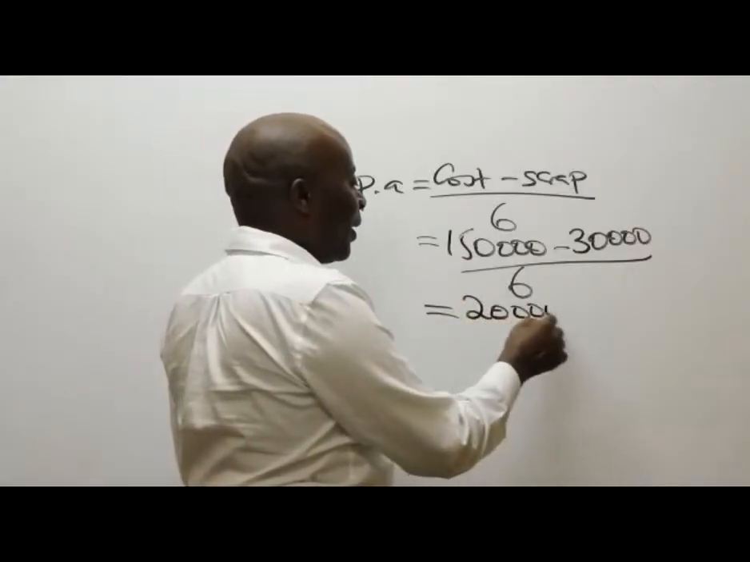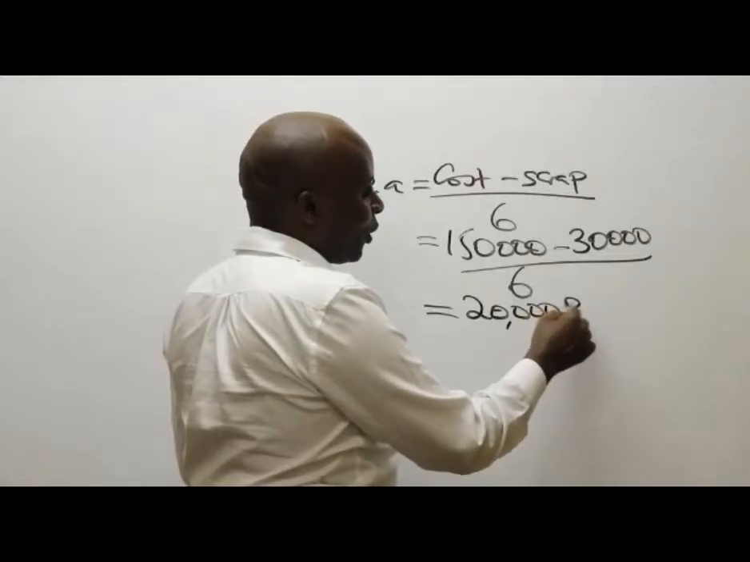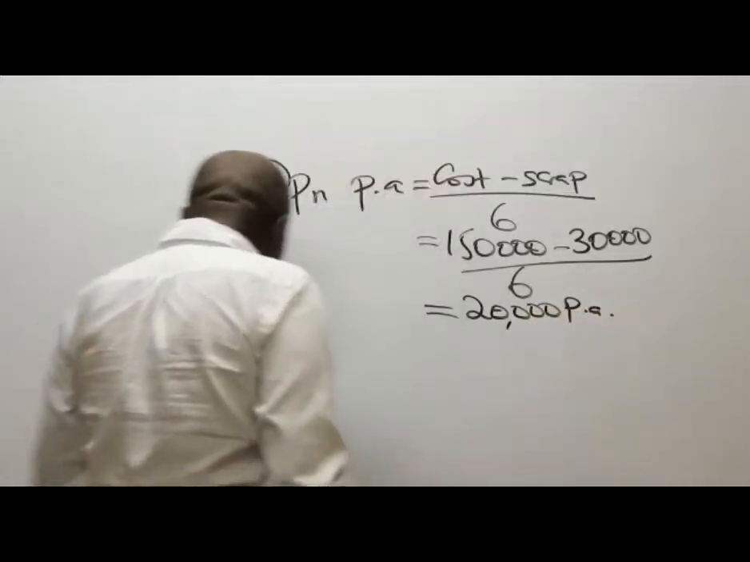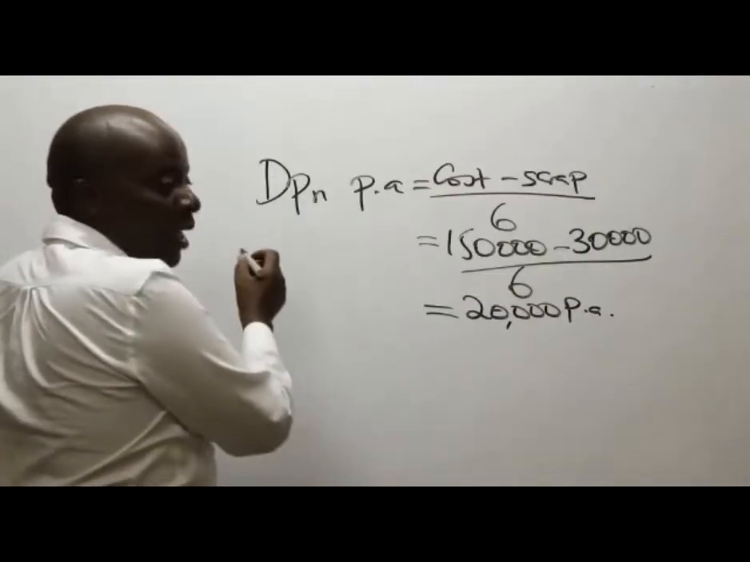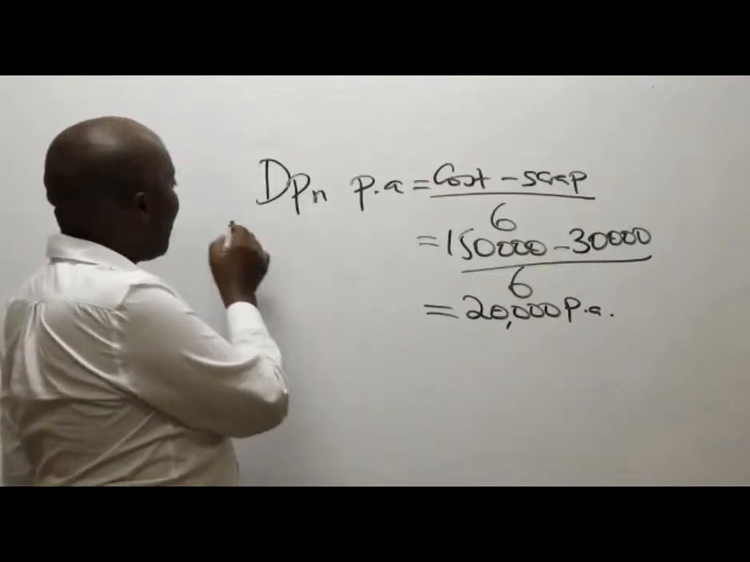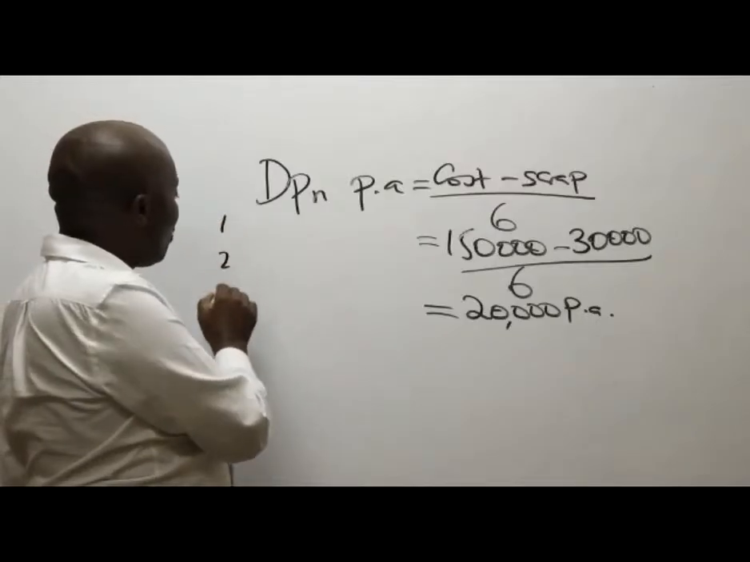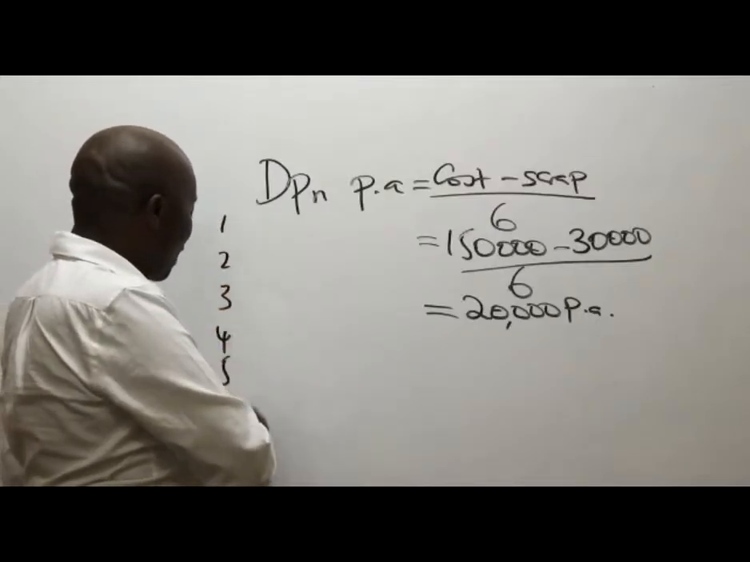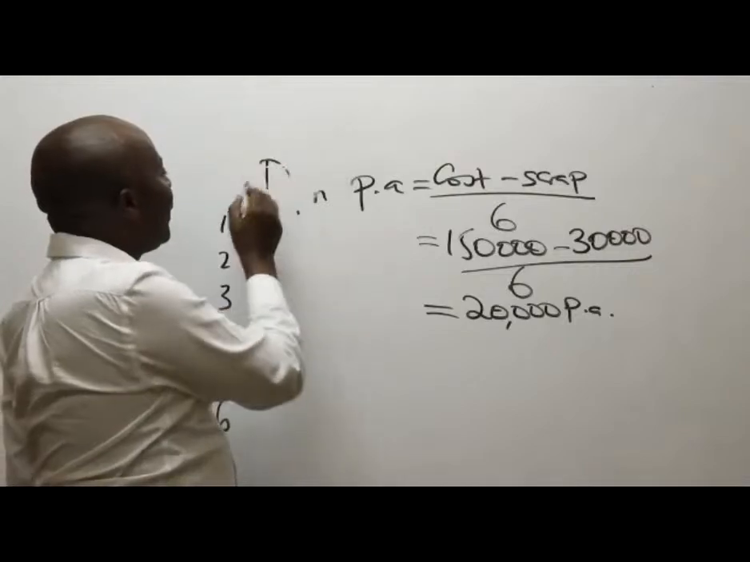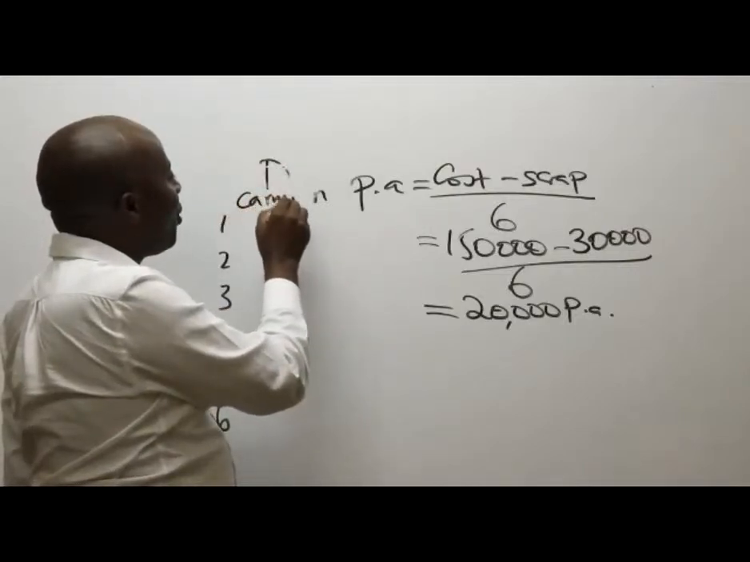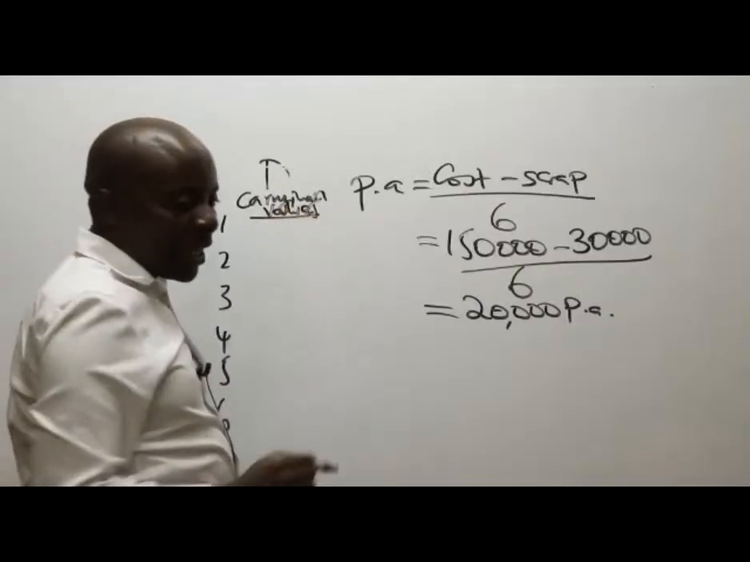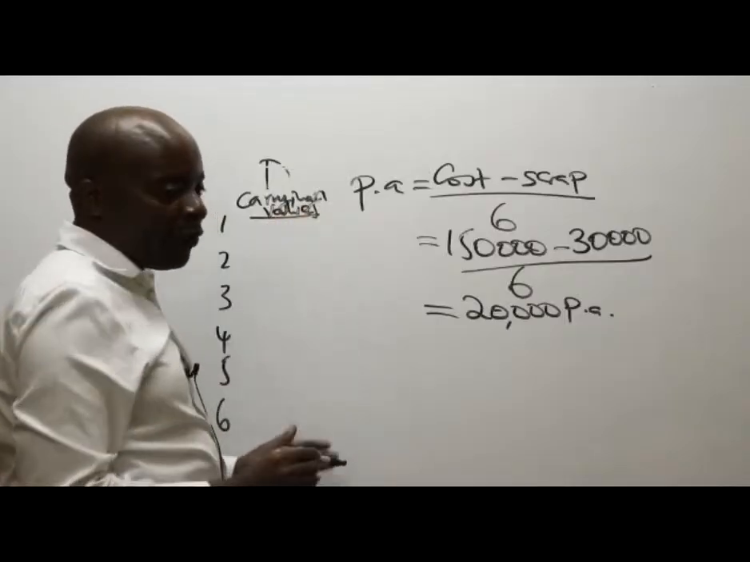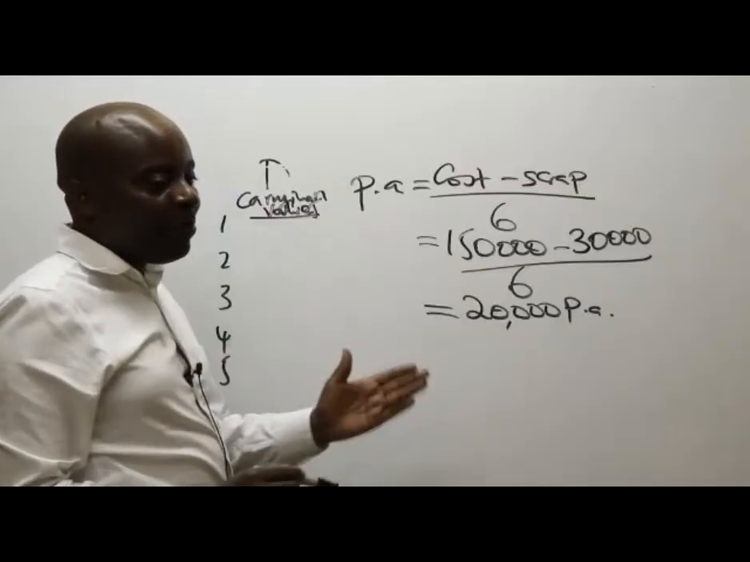20,000 per annum. Ladies and gentlemen, once I've gotten 20,000 per annum, as a good student, I know what this examiner wants me to do. As a good student, I'll come and do the schedule. So the schedule here for 6 years, we have 1, 2, 3, 4, 5, 6. So I'll give my examiner the carrying value, what I'll have in my balance sheet at the end of each year.